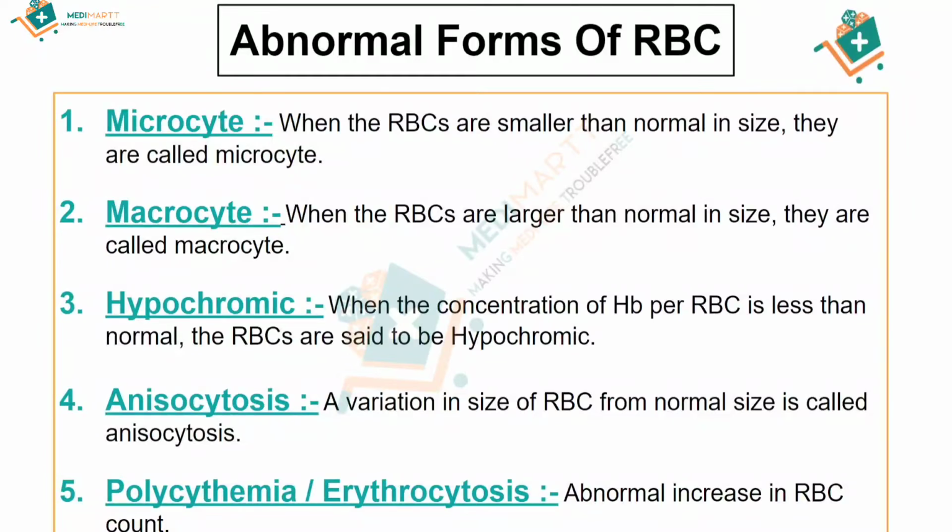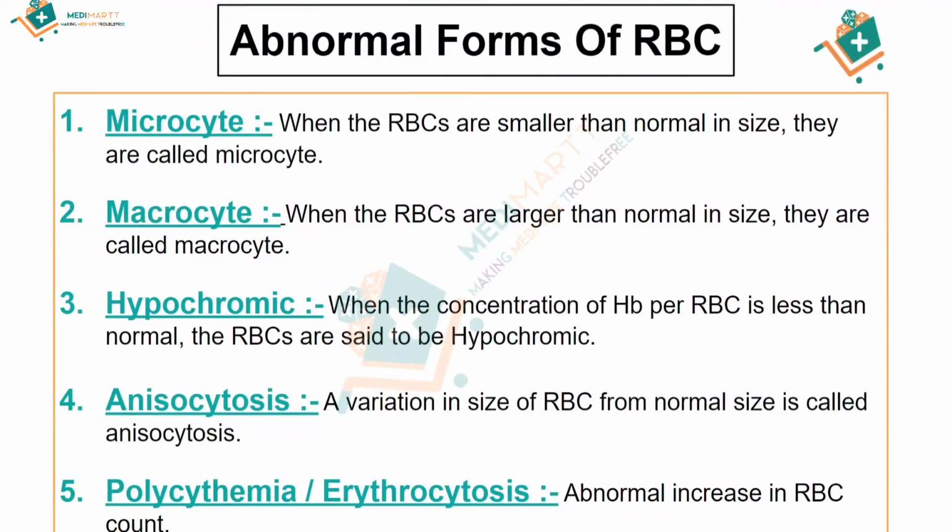Right now the RBC is properly stained and well red colored, so that's why it is called a normal RBC. But when the hemoglobin concentration becomes less, the color of that particular RBC will also become less. So when the concentration of hemoglobin per red blood cell is less than normal, the RBCs are said to be hypochromic. So that was that.